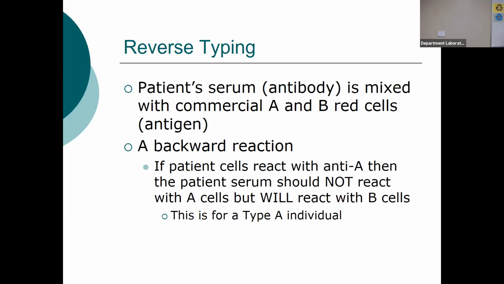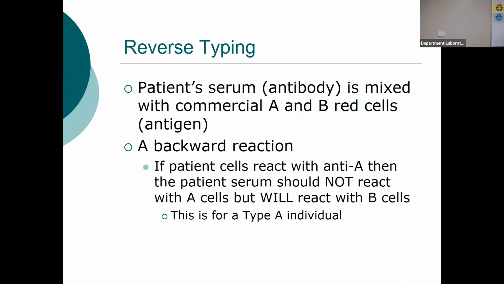Forward and reverse typing. Have you guys ever heard of type and screen? Maybe you've heard that on medical shows: you need type and screen stat. That's what it is. ABO Rh is your type, forward and reverse, and then your screen is seeing if they have any antibodies. Your screen is your IAC, which we'll get to. Okay, so that's your type and screen.